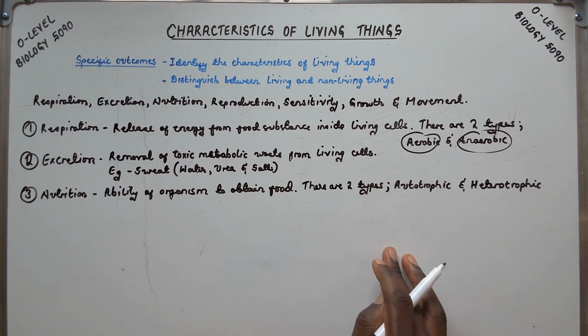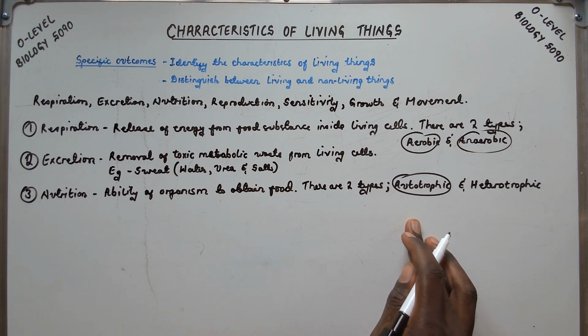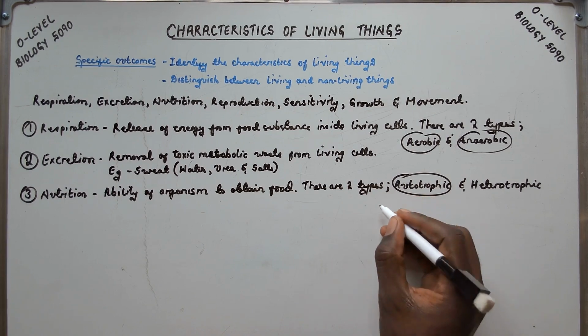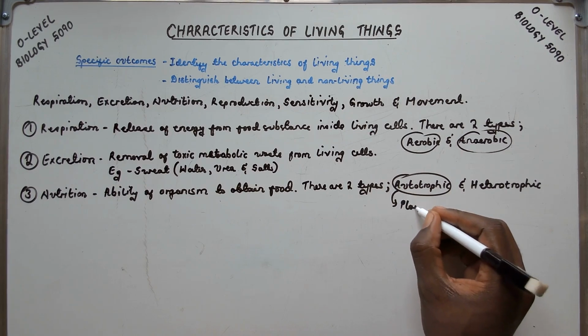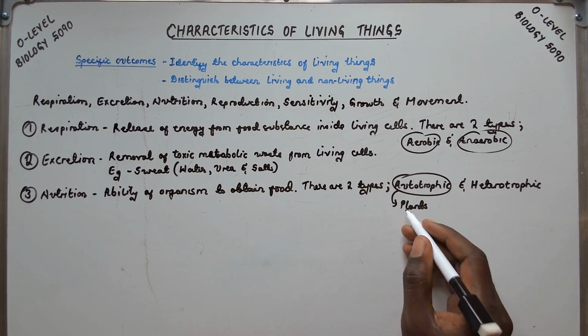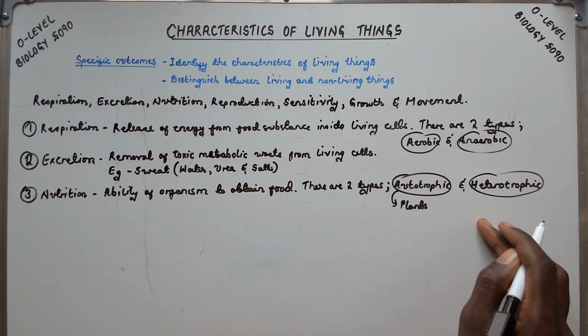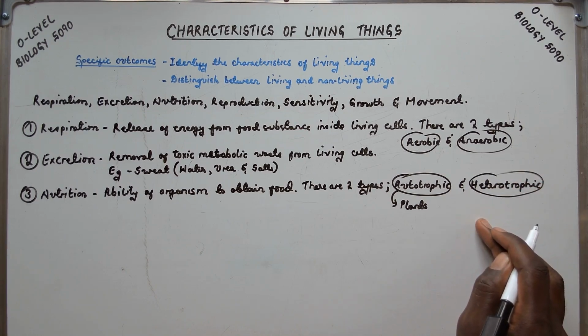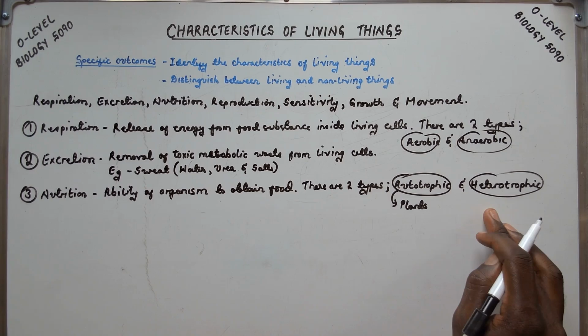Okay. Now, what is autotrophic? Autotrophic nutrition is a type of nutrition where organisms make their own food. Okay. An example you can use under autotrophic is plants. Plants are able to make their own food with the help of photosynthesis. Then heterotrophic nutrition is a type of nutrition where organisms depend on already made food. An example you can use under heterotrophic is, for example, a cow grazing on grass.